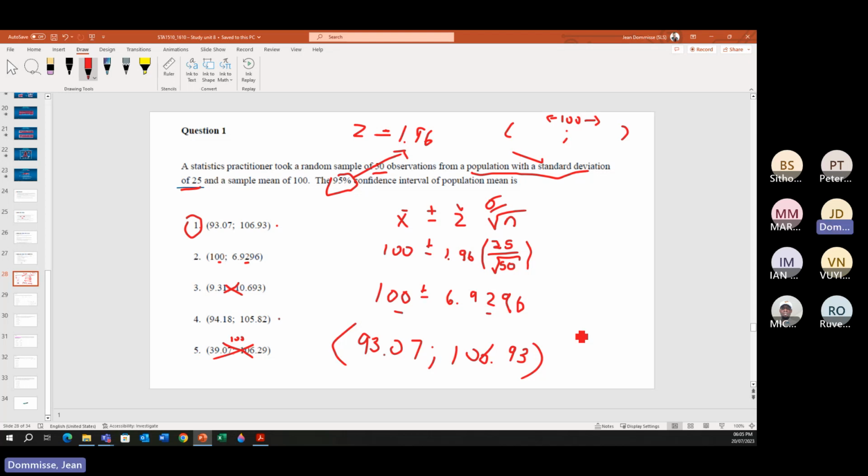Okay, is that making sense? If you're now looking at this for the first time nearly, does it make sense? Okay, cool. Okay, so let's look at the next one.